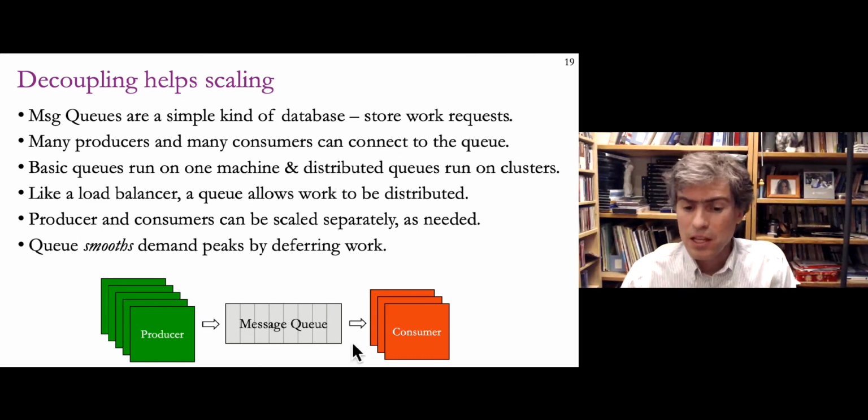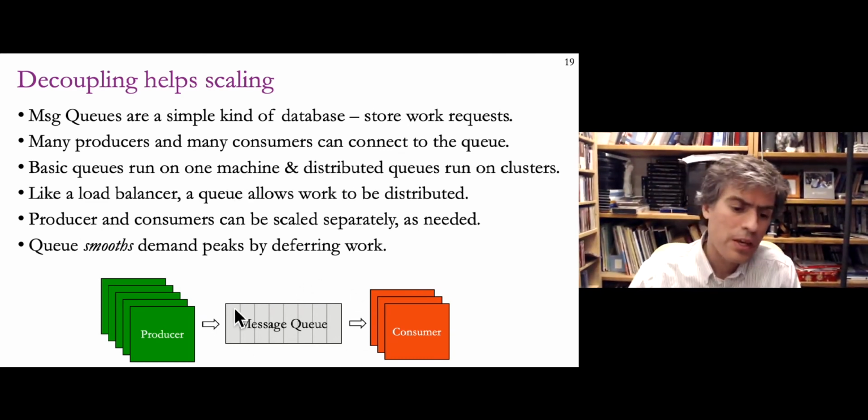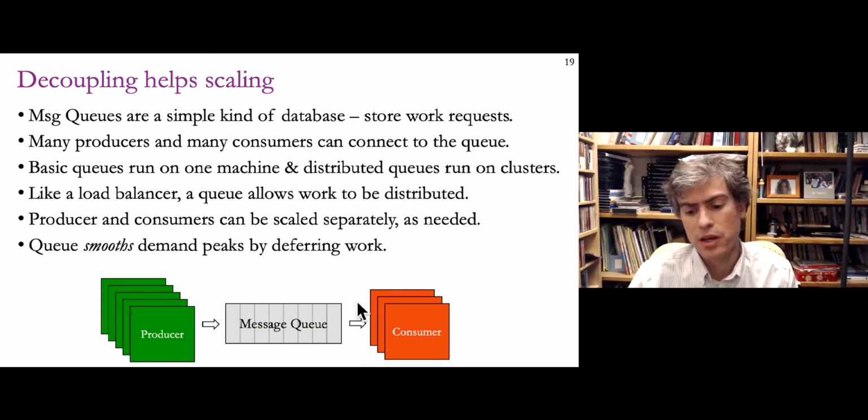We also can think of them like load balancers because we can have lots of consumers reading from the same message queue, and that's kind of like having one load balancer in front of multiple clones of a service, right? It's a way of distributing. It's a single place to put work where that work can be distributed across a lot of different workers by having those workers pull from the same queue.